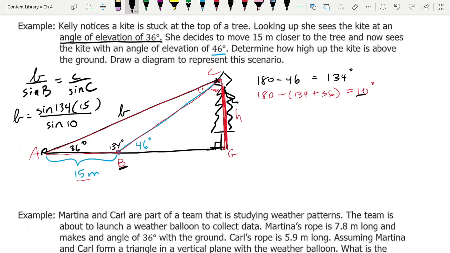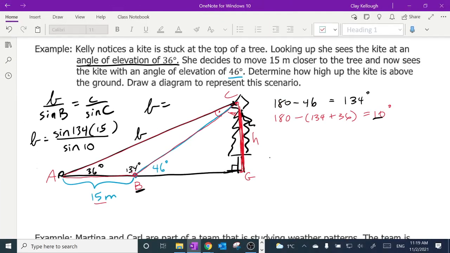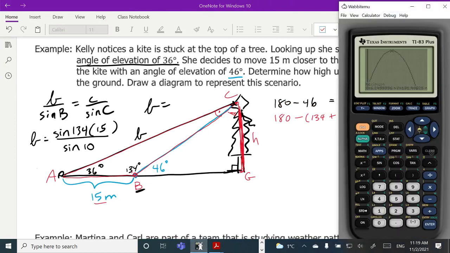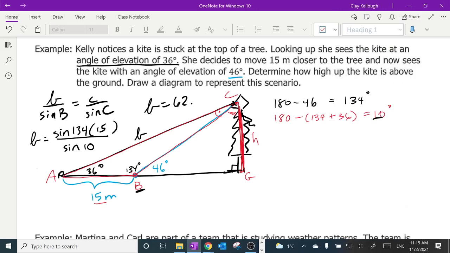And there we go. So side b is, and we're going to punch buttons. It's a side, so I don't have to hit inverse sine, right? Okay, calculator, there you are. Clear all that. So sine of 134, close bracket, times 15 divided by sine of 10. 62.13, or 62.14 if I round it. So 62.14 meters is how long it is from A to C.